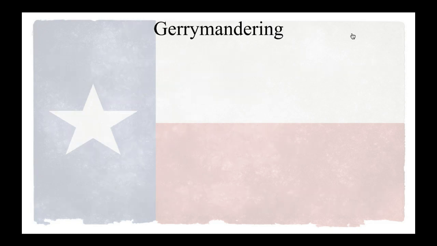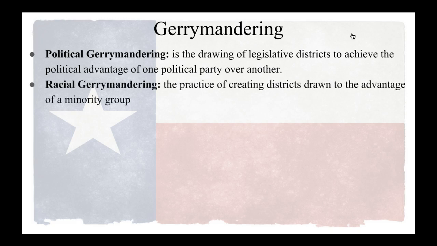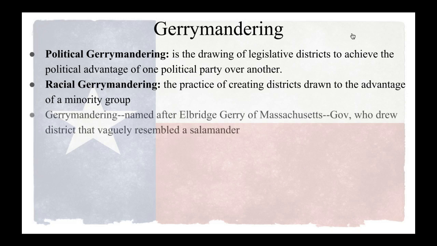And so the third thing that we see come out of this political process is gerrymandering. Political gerrymandering is the drawing of legislative districts to achieve the political advantage of one political party over another. So there's also this concept of racial gerrymandering, which is the practice of creating districts drawn to the advantage of a minority group. And so there's a couple of different types of gerrymandering that occur.